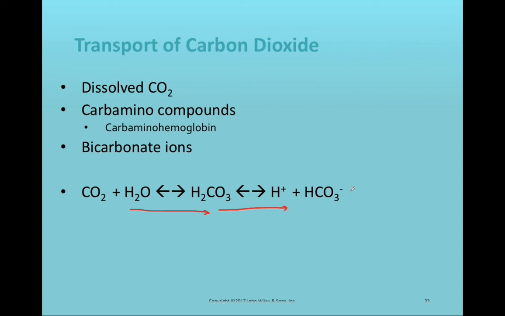Now, one thing that we do need to be careful of is too much carbon dioxide. In the case of hypercapnia, more carbon dioxide is going to form more bicarbonate. And the more bicarbonate that's formed, the more hydrogen protons are present. If we build up too much acid, this can lead to respiratory acidosis.